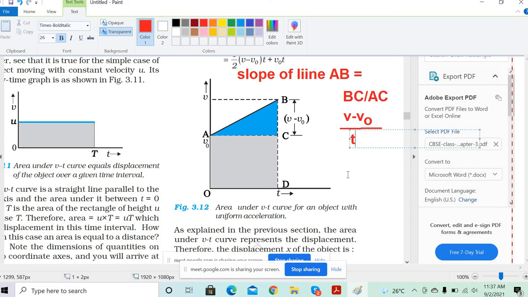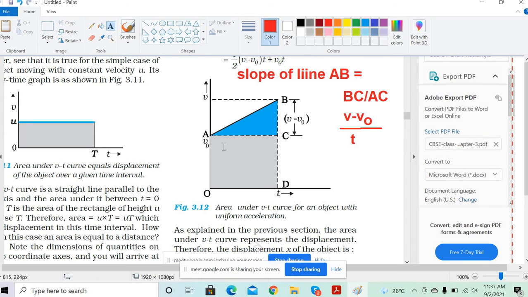Yeah, correct. And the slope of the line, since it's the velocity time graph, remember that. Wait, shouldn't AC be like 0 to T? AC is this one. Okay. AC is OD only, because this distance and this distance are the same, right? Yeah, I got it. Correct, no?